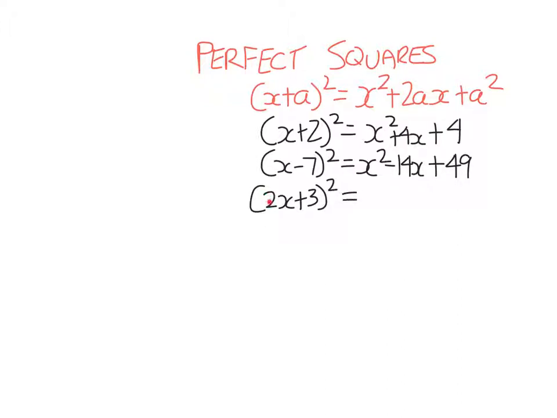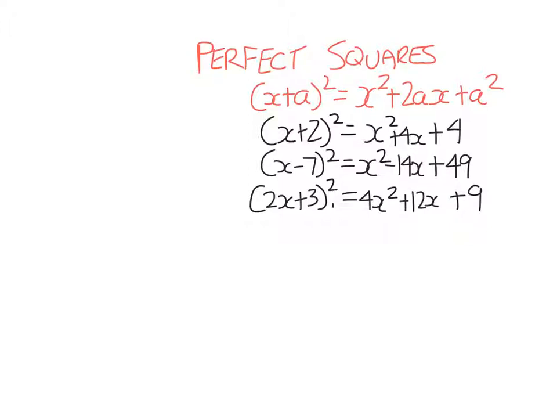It's non-monic because the coefficient of x is 2. So what we do is we square the first, 2x all squared gives us 4x squared. We square the second, and what goes in the middle is 2 times 3, 6 times 2x. So that is 12x, and we're done.